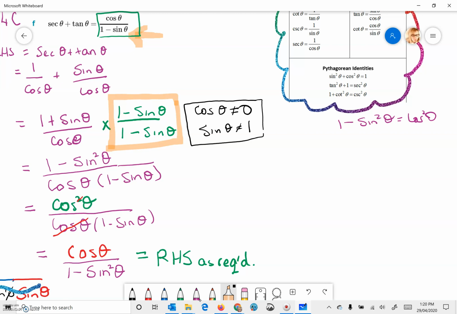Go back through and have another go. You might not come across this a lot. Do remember though, your constraints are important because you can never divide by 0. As you know, what I say, if you divide by 0, it all comes crashing down.